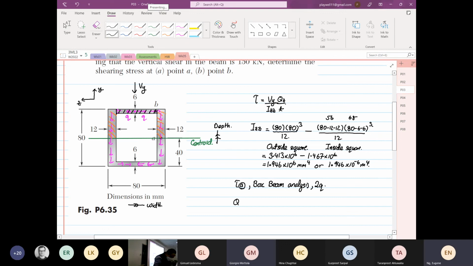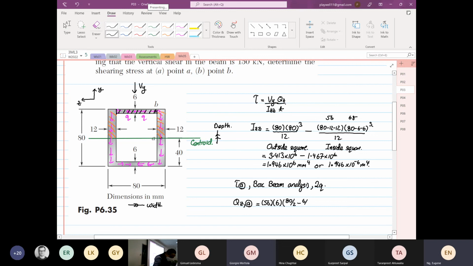relative to the z-axis at point A, is equal to, so I'm going to take the flange section, how I divide the section. So 80 minus 12 minus 12, that's my width. So it's 56 multiplied by a depth of 6. The y bar is 80 divided by 2 minus 6 divided by 2.